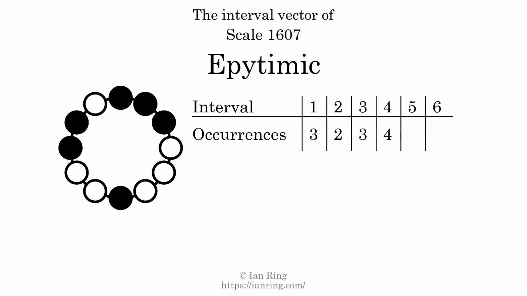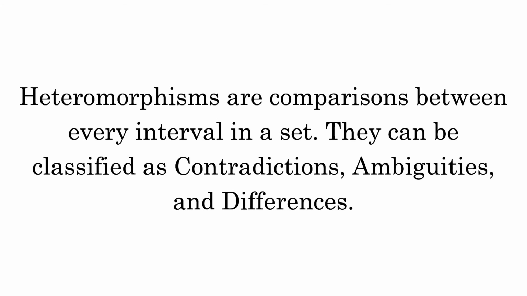There are 4 intervals with a size of 4 semitones. They are here, here, here, and here. There are 2 intervals with a size of 5 semitones. They are here, and here. There is 1 interval with a size of 6 semitones. It is here. Each interval does not appear in this scale a unique number of times, so this is not a deep scale. Heteromorphisms are comparisons between every interval in a set.